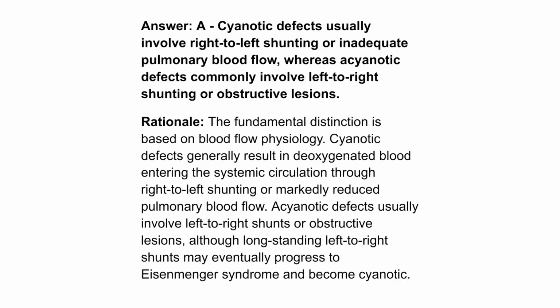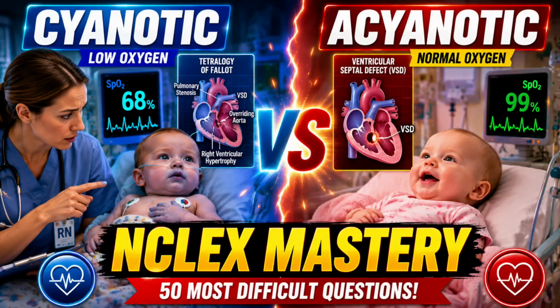Answer: A. Cyanotic defects usually involve right-to-left shunting or inadequate pulmonary blood flow, whereas acyanotic defects commonly involve left-to-right shunting or obstructive lesions. Rationale: the fundamental distinction is based on blood flow physiology. Cyanotic defects generally result in deoxygenated blood entering the systemic circulation through right-to-left shunting or markedly reduced pulmonary blood flow. Acyanotic defects usually involve left-to-right shunts or obstructive lesions, although long-standing left-to-right shunts may eventually progress to Eisenmenger syndrome and become cyanotic.